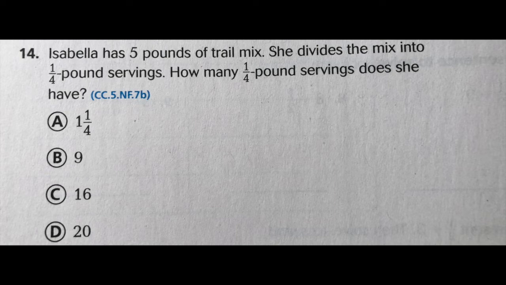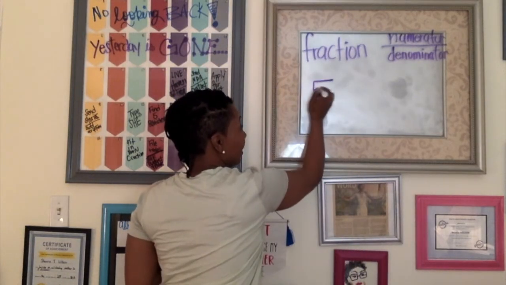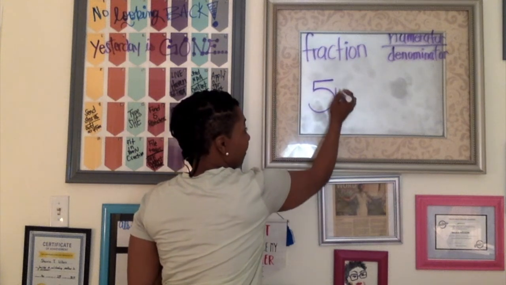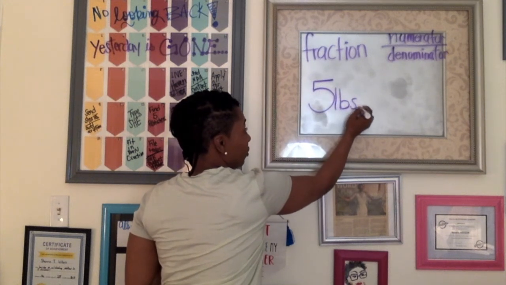Let's read it. Isabella has 5 pounds of trail mix. She divides the mix into 1/4 pound servings. How many 1/4 pound servings does she have? Okay, how many pounds of trail mix does she start with? Let's write it down on our papers. She starts off with 5 pounds of trail mix.